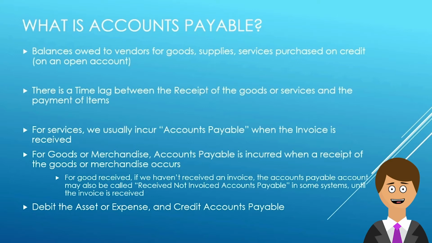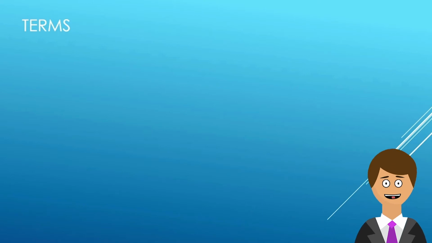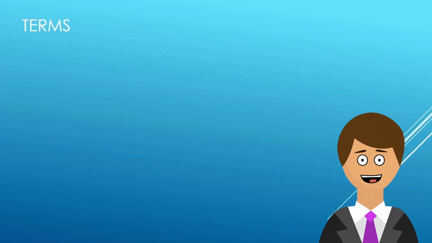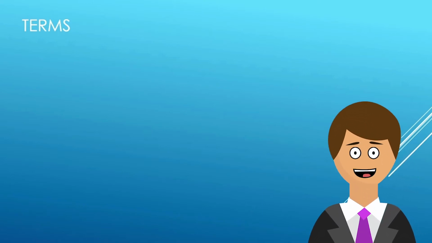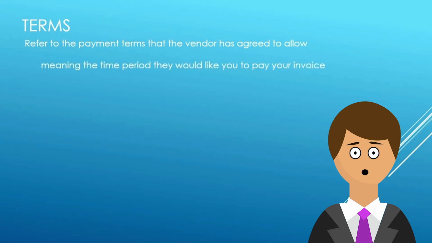When are you going to pay that accounts payable? Well, that's where terms come in. You know, most vendors will have an invoice date. They may say pay upon receipt of that invoice, or you might have terms. Those terms refer to an agreement you have with the vendor of what they'll allow as far as waiting for you to pay for that invoice. So what's that time period they would like you to pay that invoice in?